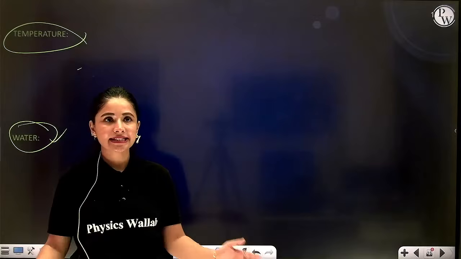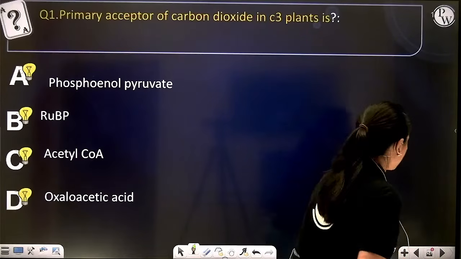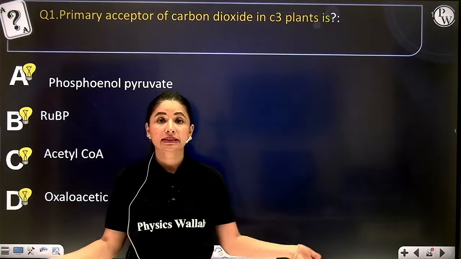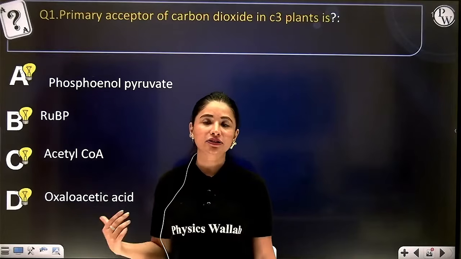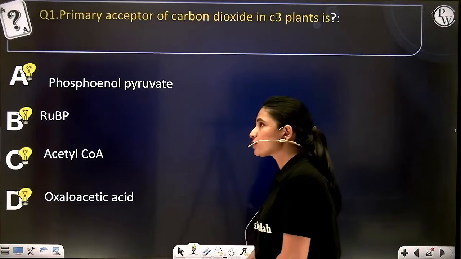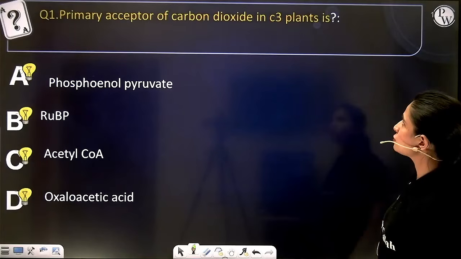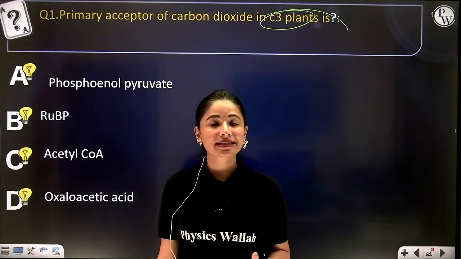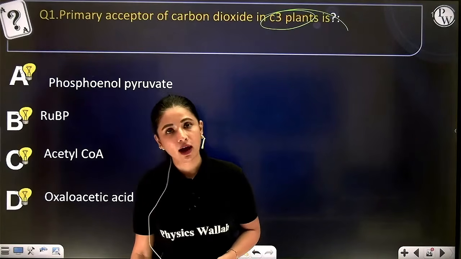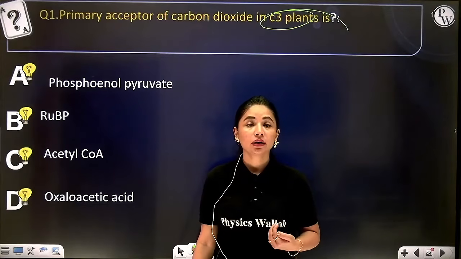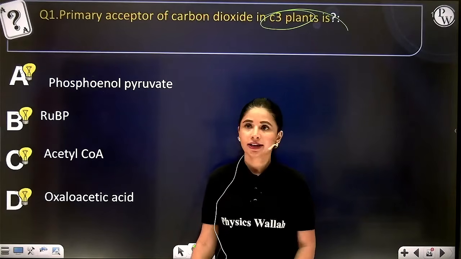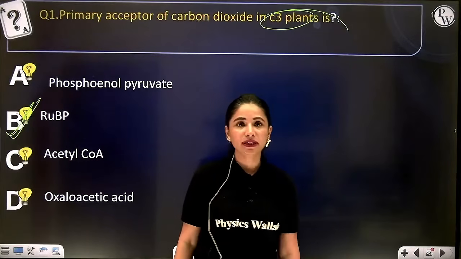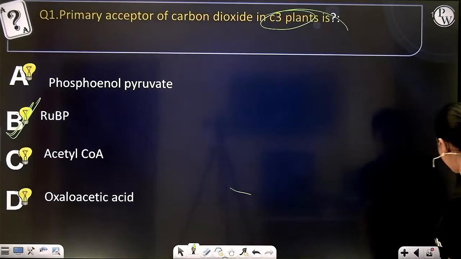I hope this concept is clear to each and every one of you. And with this, the chapter photosynthesis is done. But before completing, let's try to do some questions out of it. The first question says, primary acceptor of CO2 in C3 plants. So in C3 plants, the primary acceptor of CO2, as I told you right now, is a 5-carbon compound, ribulose bisphosphate. So please check what the answer will be. Option 2, RuBP. Yes? Correct.